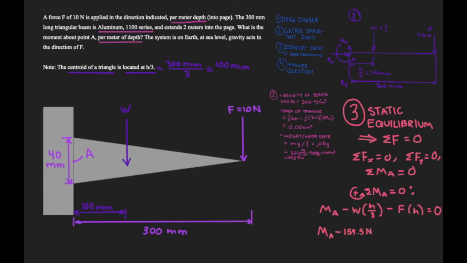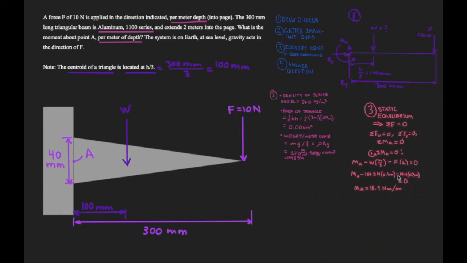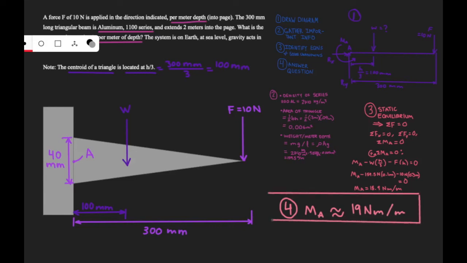Now, we want to know our moment about A, so let's do a quick sum of moments. We take the moment about A, which we assume to be counterclockwise and therefore positive, and we can use the right-hand rule to determine that the other forces are going to cause negative moments. So set this all equal to 0. Now we can solve for our moment about A, and we know that it's about 18.9 Newton meters. And remember, this is per meter of depth. So that's going to be Newton meters per meter, which is approximately 19 Newton meters per meter.